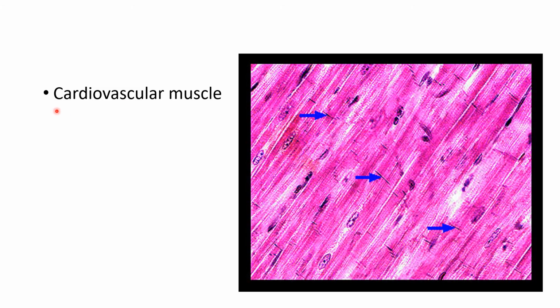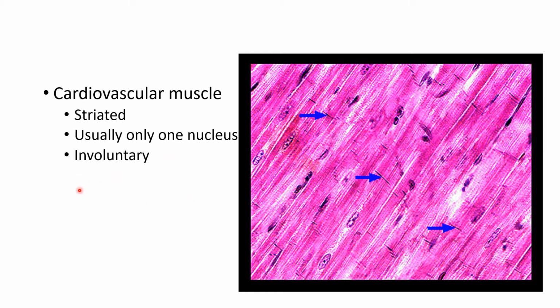Next is cardiovascular muscle, so the type of muscle that makes up the heart. Cardiovascular muscle is also striated, so it has that stripy appearance under a microscope. Typically, these are only going to have one nucleus per cell, so that's an easy way that you can tell skeletal muscle apart from cardiovascular muscle if you're looking at a slide. Cardiovascular muscle is involuntary, which is good because it would really be difficult if we had to think about our heart beating every single time it needed to beat. So cardiovascular muscle contracts all on its own.